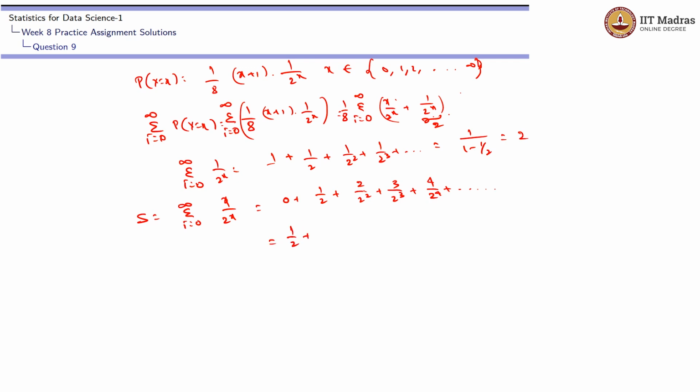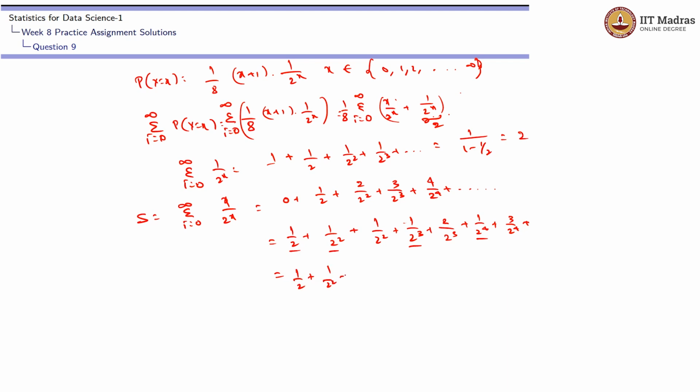This I can write as 1 by 2 plus 1 by 2 square plus 1 by 2 square, and this 3 by 2 cube I can write as 1 by 2 cube plus 2 by 2 cube, plus 4 by 2 power 4, I can write as 1 by 2 power 4 plus 3 by 2 power 4, plus and so on. So I can take 1 by 2 square, 1 by 2 cube, 1 by 2 power 4, and similarly we will get all the other terms.